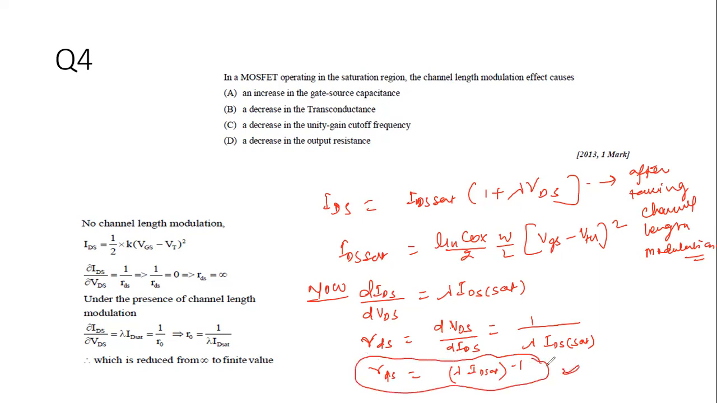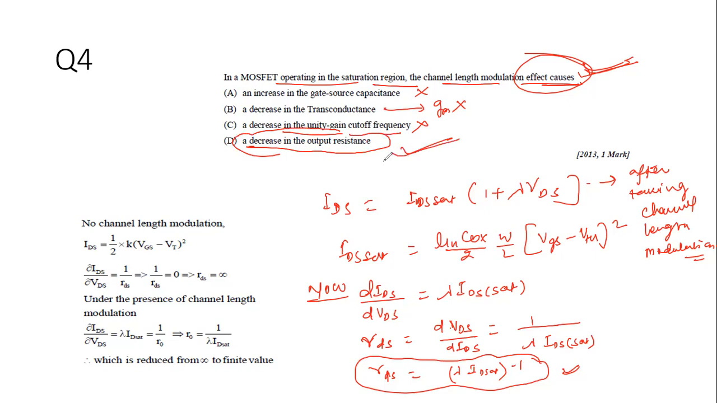This is called RDS. So my question is, in a MOSFET operating in saturation region, the channel length modulation effect causes what effect? In this case, your VDS is increased. An increase in gate source capacitance, wrong. A decrease in transconductance, which is gm, not affected. A decrease in unity gain cutoff frequency, not affected. A decrease in output resistance, yes, this is affected. Output resistance will be affected. So option D is your right option. Okay, now come to the next question.